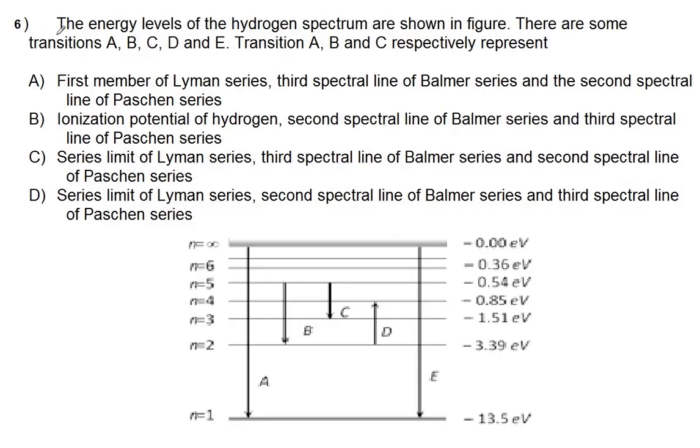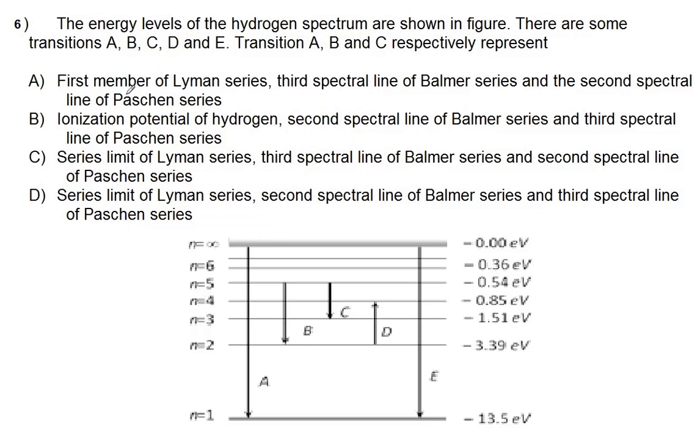Next we come to question number 6. The energy levels of hydrogen spectrum are shown in the figure. So this is the figure which we are given. There are some transitions A, B, C, D and E. Transitions A, B and C respectively represent what? This is the transition from infinity to level 1, which is A. Then orbit 5 to 2. Then 5 to 3. We want to know what these 3 transitions represent.